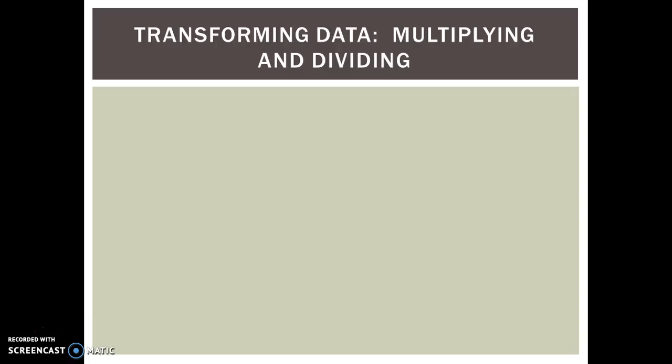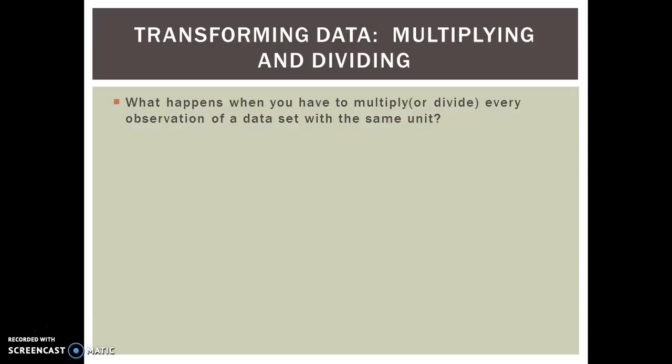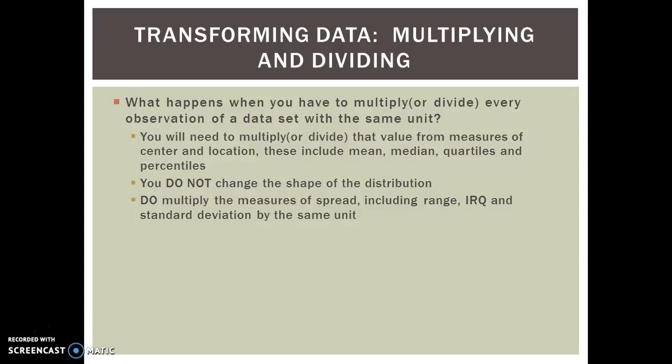Okay? You can also change data by multiplying and dividing. This would be like changing inches to feet or minutes to seconds. All right? So if I'm going to change every observation in the data set, I will need to multiply or divide the value of the measures of center and location. Mean, median, quartiles do change when you multiply.